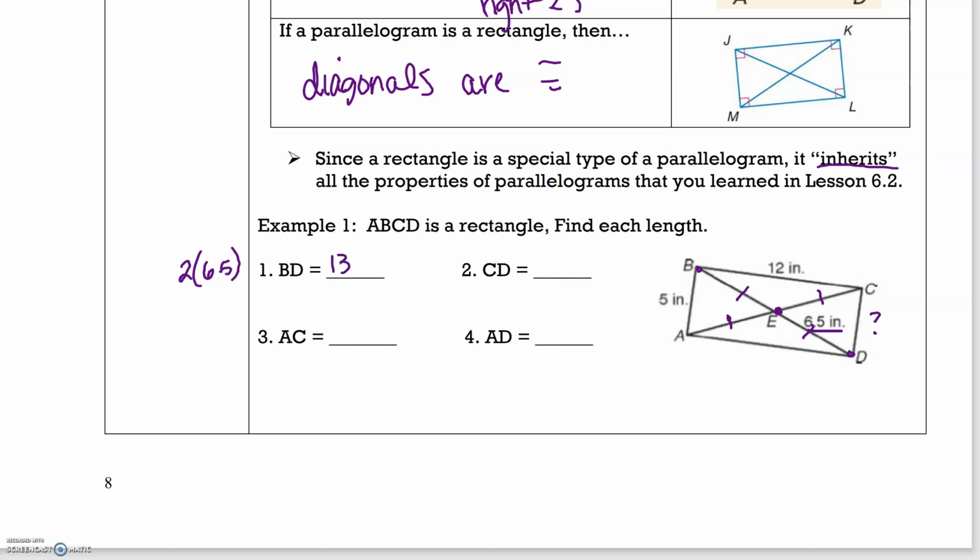CD is this opposite side here, which is going to be the same as the 5 that it's opposite from. So 5 inches for that one. AC is this diagonal, and we know diagonals are congruent. So if this diagonal is 13, then this diagonal is 13. And then AD is this side here, which is opposite your 12. So it's going to be 12.